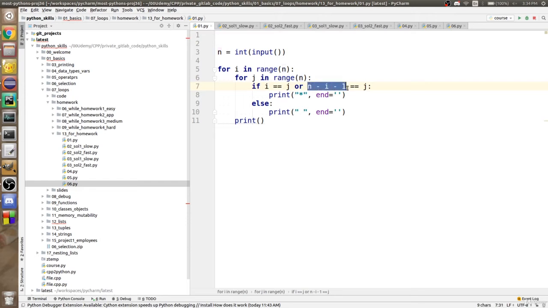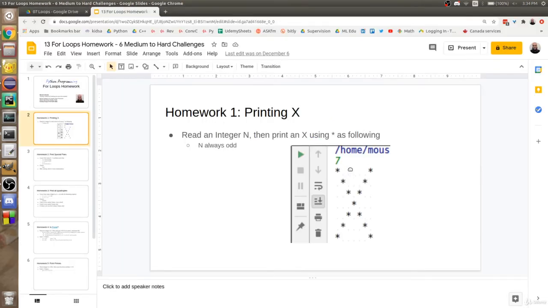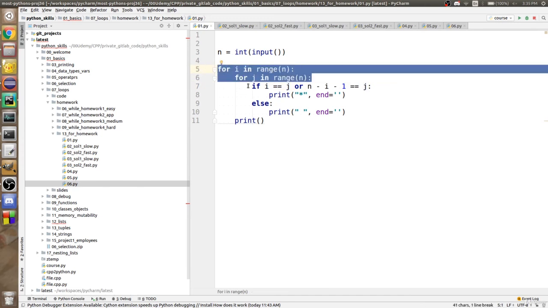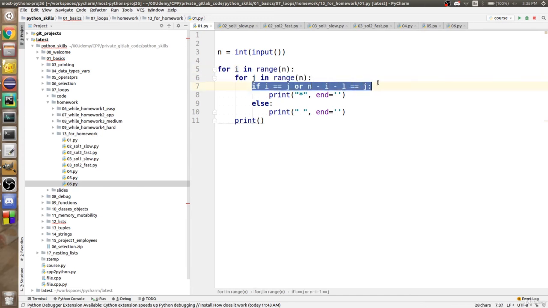If n minus i minus 1 equals j, this is the other diagonal. Please take n like 5 and then 7, and make sure that these values generate the correct diagonal. So overall, we need two nested loops, and then we need to check if this is the left diagonal or the right diagonal. If this is the case, we print a star, otherwise we print nothing. That's all.